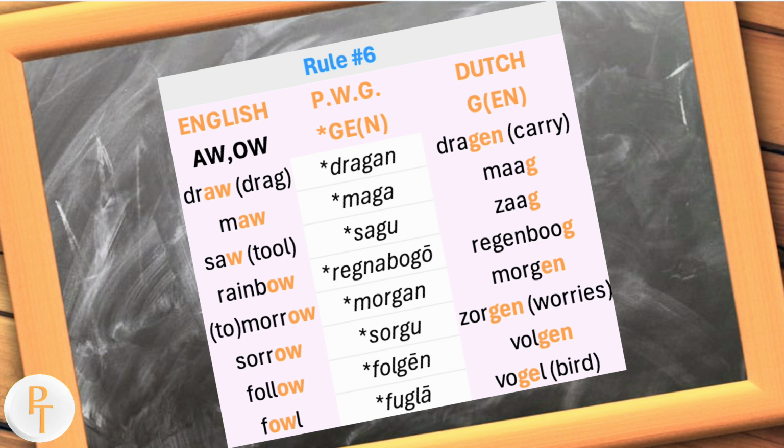Draw, with the meaning of dragging. Dragen, with the meaning of carrying something, pretty similar. Ma, this is the animal stomach. Maag, this is a general stomach in Dutch. Saw, as in tool. Zag. Rainbow, regenboog. Morrow, morgen. Sorrow, zorgen, with the meaning of worries. Follow, volgen. Fowl, vogel, with the meaning of a normal bird.